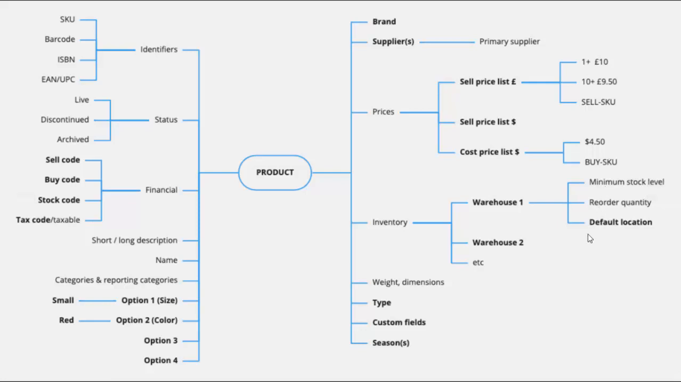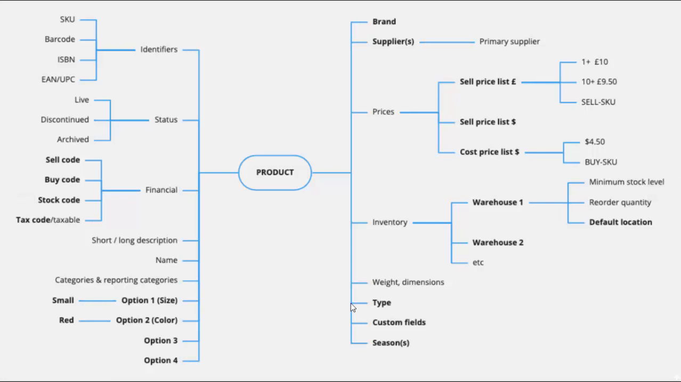I covered variants, options, and option values earlier in the video. Here you can see a single product or a single variant which is small and red. The product group it belongs to only has 2 options, size and colour. I also covered the product type earlier, effectively the option set.